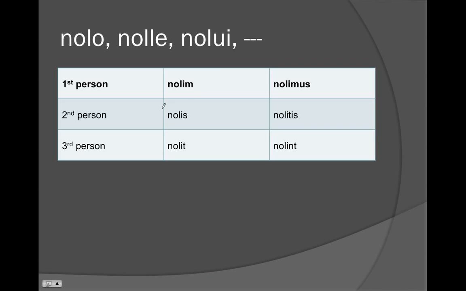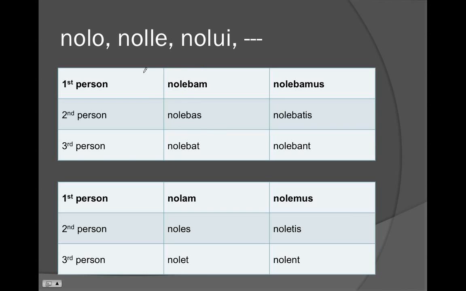The subjunctive stem is very close to velim, velis, velit. We still have that I marking the subjunctive: nolim, nolis, nolit, nolimus, nolitus, nolint. The imperfect and the future, again, if you recognize this is a third conjugation verb: nolebam, nolebas, nolebat, nolebamus, nolebatus, nolebant. And in the future, again, same stem, nol, and a perfectly normal third conjugation future: nolam, noles, nolet, nolemus, noletus, nolent.